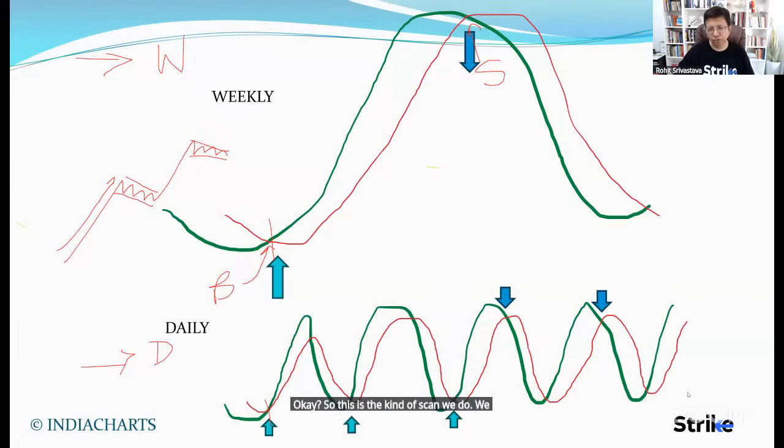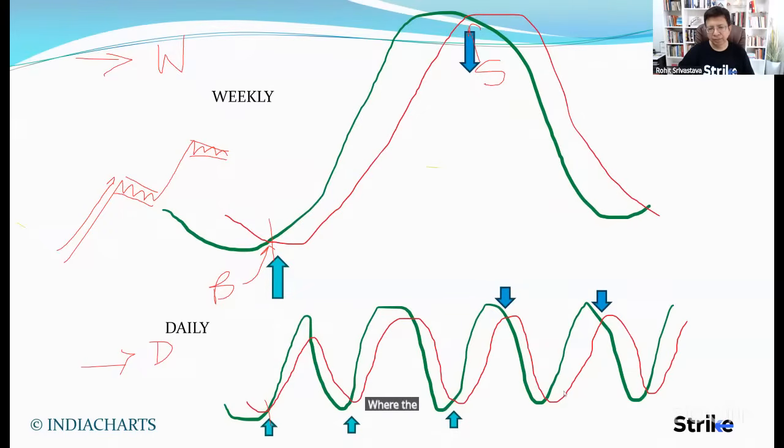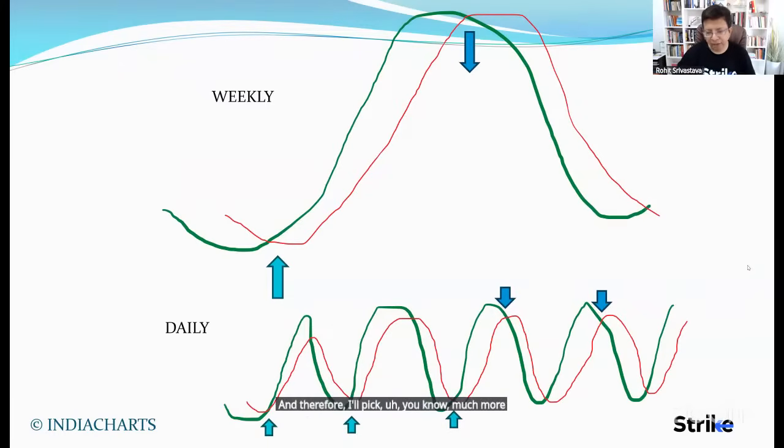We try to search for stocks which fit this kind of criteria, where the lower time frame signals are aligned with a higher time frame. And that reduces my risk of going wrong. And therefore I'll pick many more winning trades and fewer losing trades because I'm not going against the larger trend. Okay, so you're trading the higher degree trend on the lower degree time frame, to put it very simply. And so you're executing your trades on a lower time frame, you're taking your view on a higher time frame.